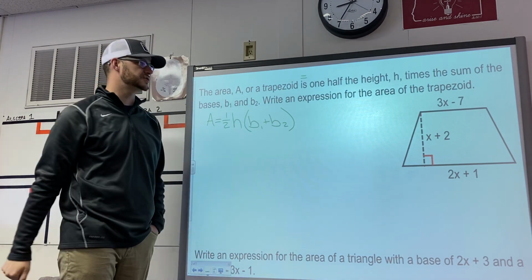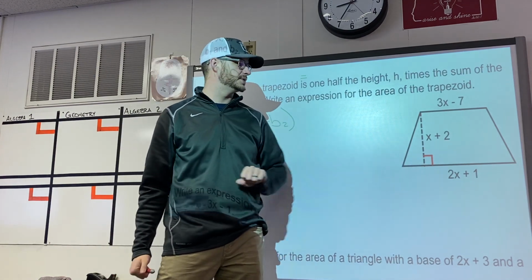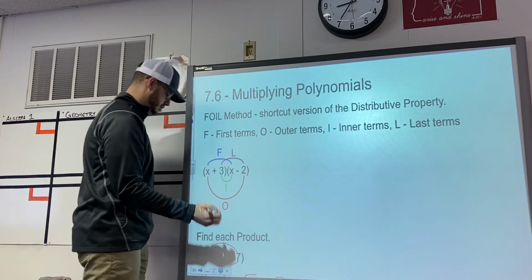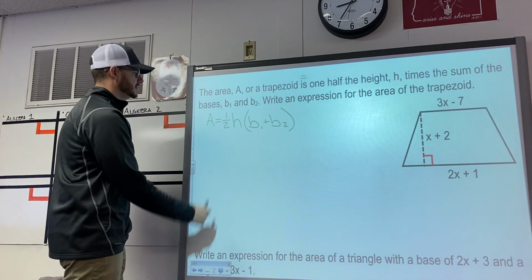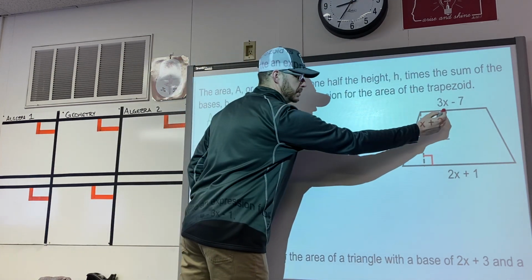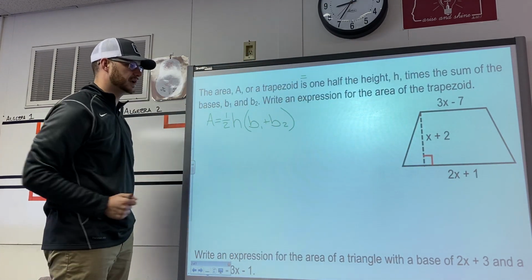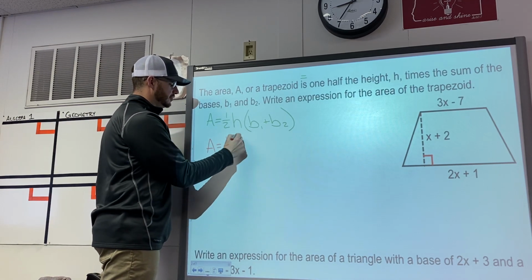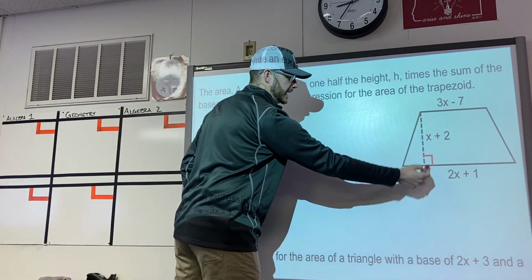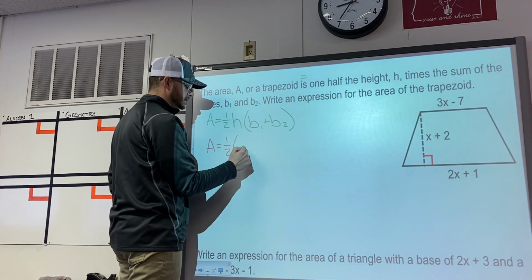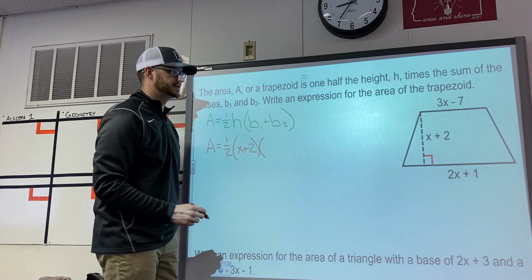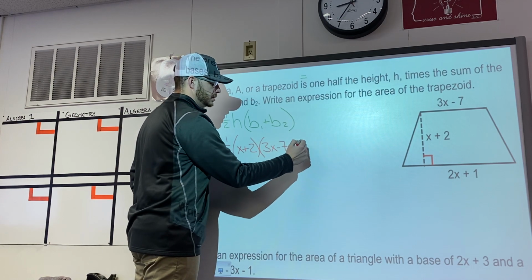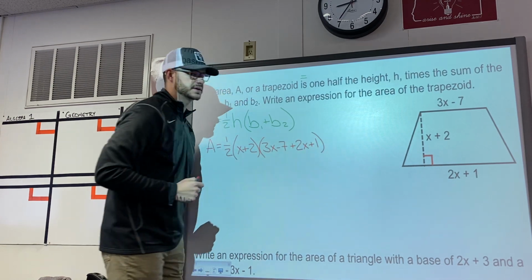So they want us to write an expression for the area of this trapezoid right here. So what I'm going to do is take this equation we just wrote and plug in the terms that were given in that trapezoid. So the area is equal to 1/2 times the height. The height in this case would be that x plus 2 times the sum of the bases. And the bases are 3x minus 7 plus 2x plus 1.